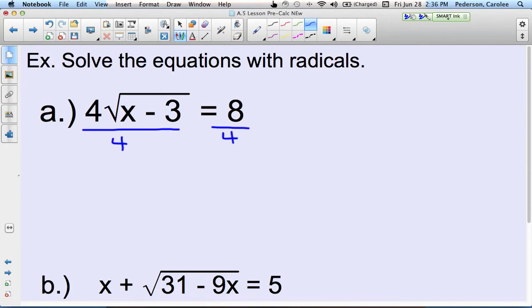What will happen is these 4's on the left will cancel out, and we're left with just the square root of x minus 3. And then on the right, 8 divided by 4 is 2. Now we need to undo the radical. So how do you undo a square root? The opposite of a square root is squaring both sides.